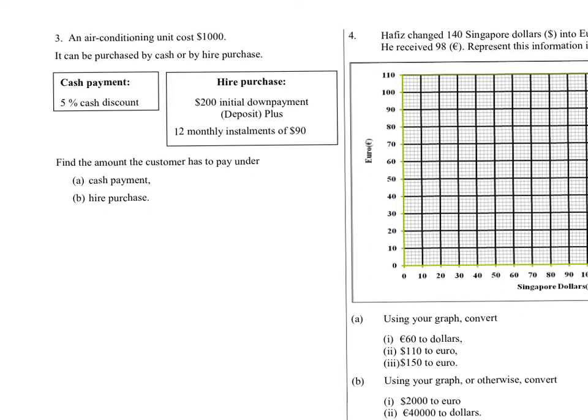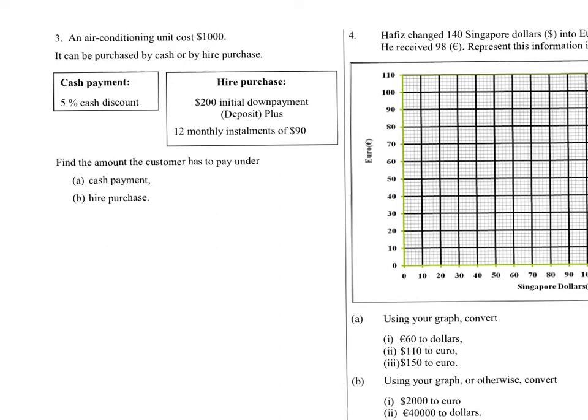Now question number 3 is actually on hire purchase. So in order to do a hire purchase, you need to understand that usually there will be an initial down payment or deposit, and then after that you have something called a monthly installment. Okay, now in this case, an air conditioner unit costs $1,000, so this is your original price. It can be purchased by either cash or hire purchase.